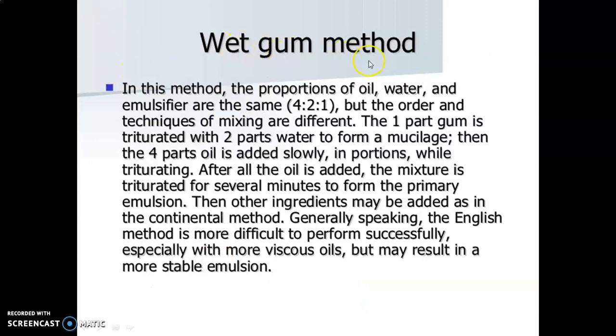Then the second one, wet gum method. In this method, the proportions of oil, water and emulsifier are the same, 4:2:1, but the order and techniques of mixing are different. The 1 part gum is triturated with 2 parts water to form a mucilage. Then the 4 parts oil is added slowly in portions while triturating. After all the oil is added, the mixture is triturated for several minutes to form the primary emulsion.